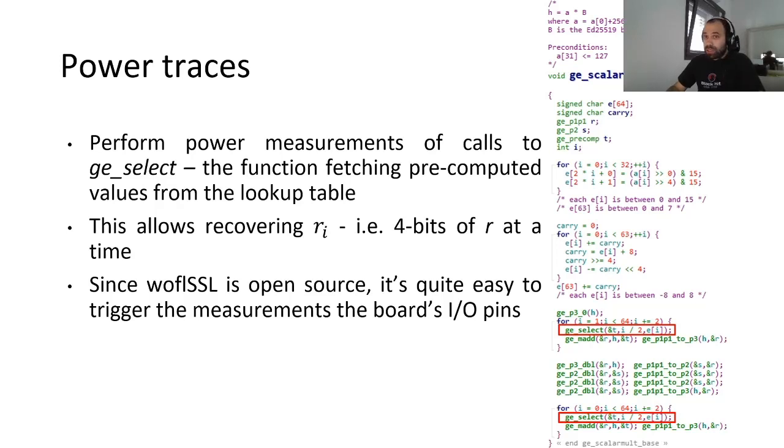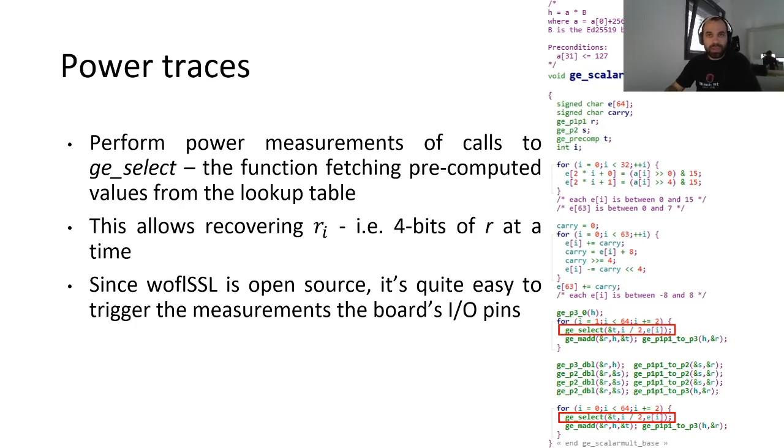wolfSSL is open source, so we can easily find where the table lookup takes place. See the calls to ge_select on the right? This is it. We're going to record power traces of the calls to ge_select by using the I/O pins of our evaluation board for triggering the power trace recordings. So we're going to start recording before the call to ge_select and then stop recording immediately afterwards, and that way we're going to have traces that record exactly the table lookup operation that we want to analyze.